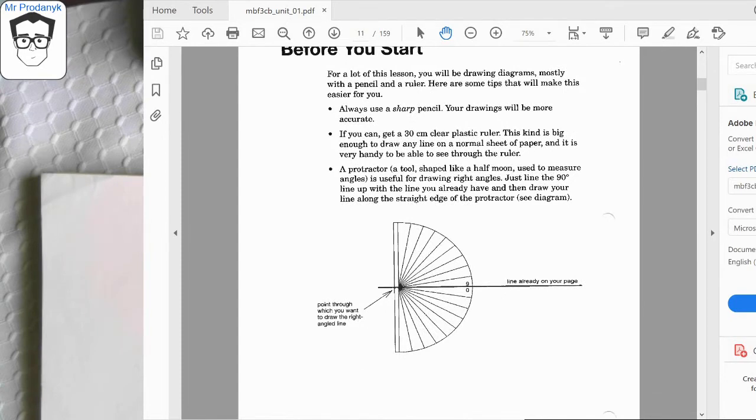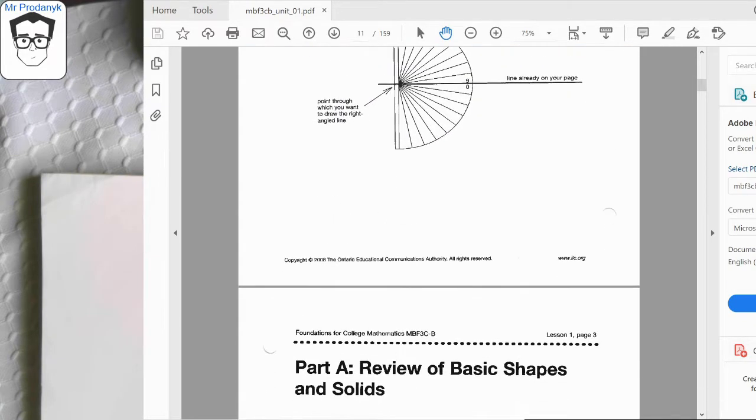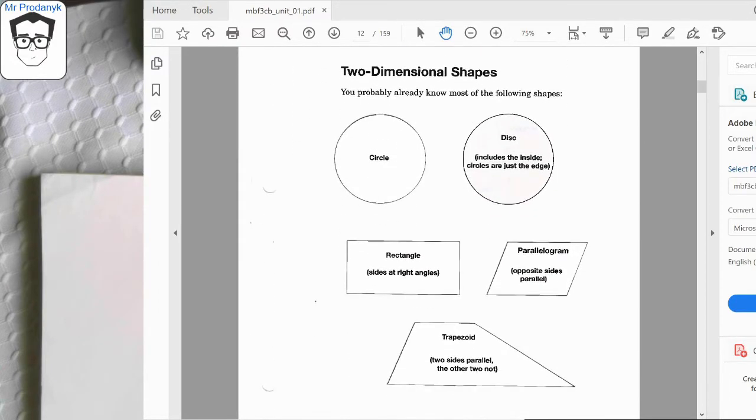It's going to be helpful if you have at least a ruler with you. A protractor might be nice, but certainly not necessary. Definitely a half-decent ruler would be a big plus to have for working in this unit. Okay, part A, reviewing basic shapes. This is very basic. We're talking low elementary school type things here.